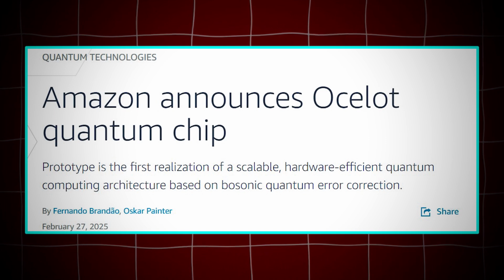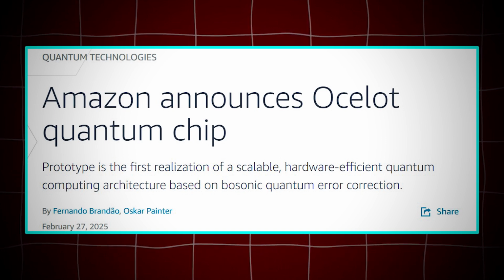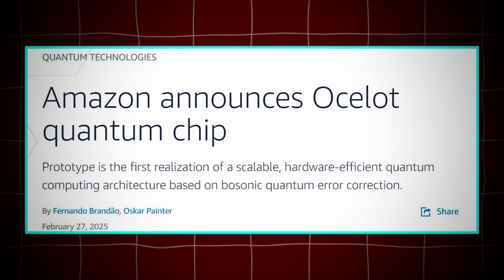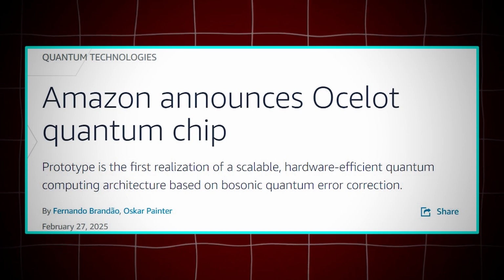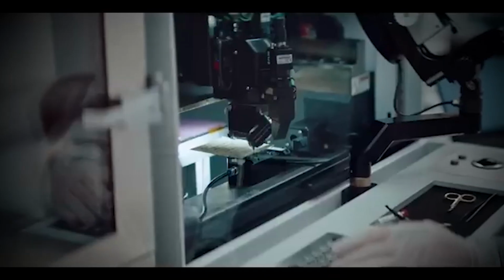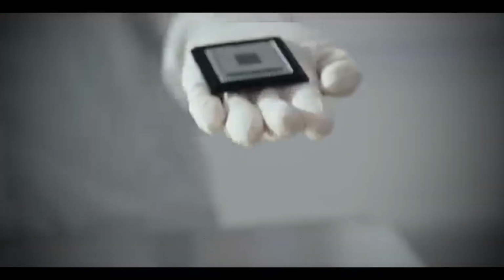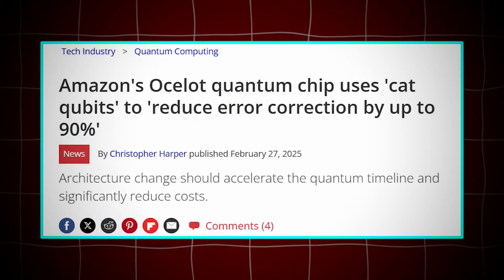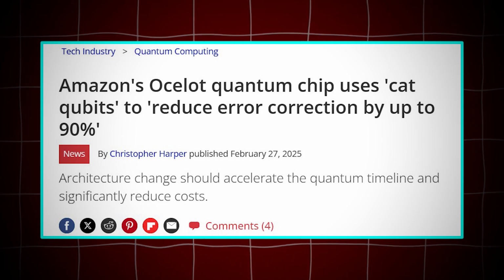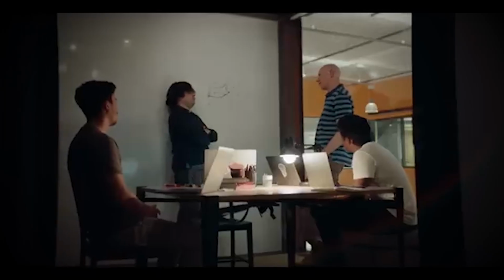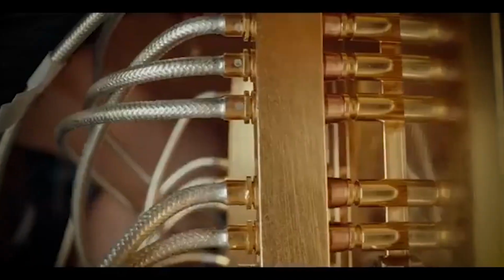But Amazon didn't stop there. In February 2025, it introduced its own in-house quantum chip, codenamed Ocelot, designed to tackle one of quantum computing's biggest challenges, error correction. Ocelot reportedly reduces the resources needed for quantum error correction by up to 90%, which could accelerate the timeline for practical commercial quantum computing by several years.